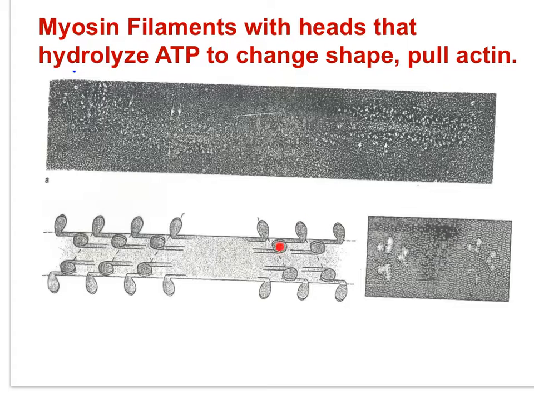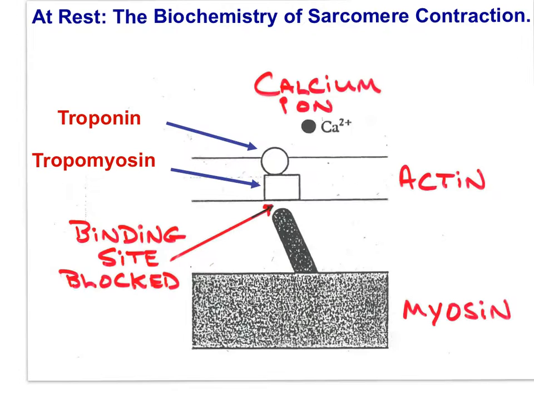The myosin heads are ATPases. The heads are enzymatic. In other words, the myosin heads bind and break ATP. They hydrolyze ATP. As they hydrolyze ATP, they change shape, pulling the actin. This schematic diagram helps us understand the biochemistry of sarcomere contraction.